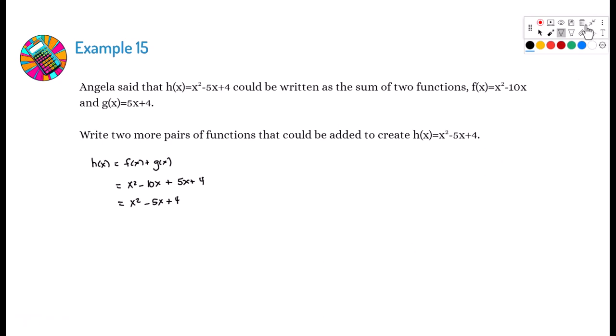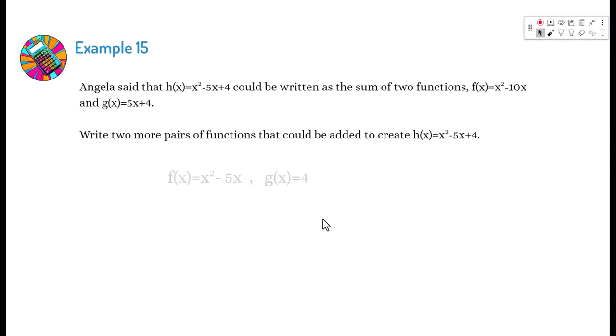But they're asking us to figure out a couple other functions that we could add together that would create that h of x. So let's give that a try. There are an infinite number of possible answers here. I like to go for the simple one. I'm just going to say f of x is x squared minus 5x and g of x is 4, so that when I add them together, it works. I can also say f of x equals x squared and g of x equals minus 5x plus 4. Go for the easy. It doesn't have to be complicated.